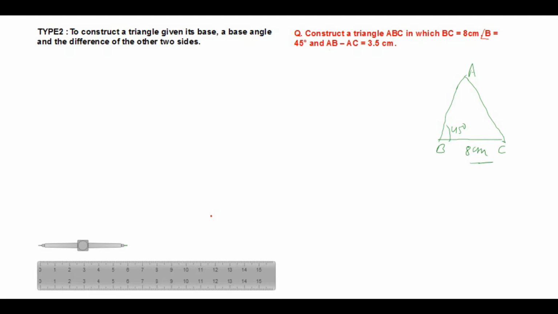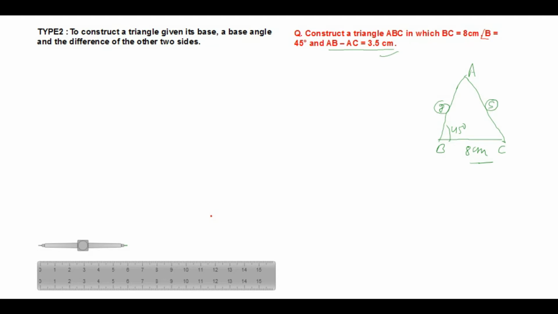Now you have to take care here, in this case AB minus AC is 3.5 centimeter. So which out of these two sides, AB and AC, is greater? Definitely AB is greater and AC is smaller. This side is greater and this is the smaller side. So AB minus AC will give 3.5 centimeter.